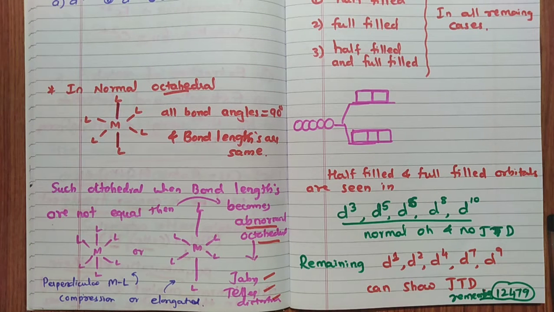Bond angle will never be disturbed. But in some cases, because of the repulsion, the bond length may decrease, that is compression, or the bond length may elongate, that is elongation. So this may happen, and we call it Jahn-Teller distortion.